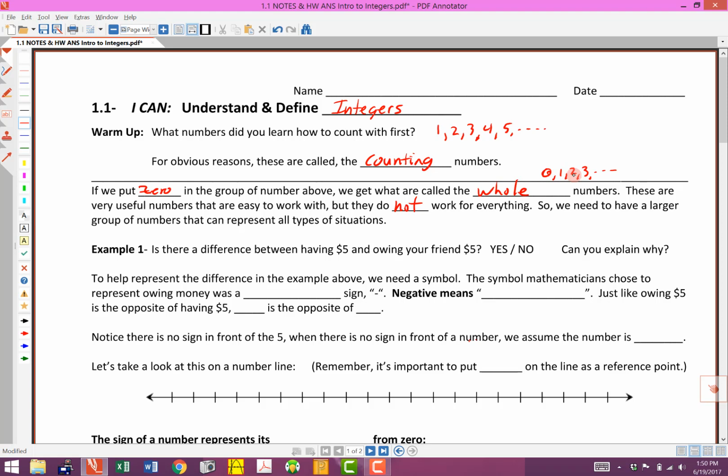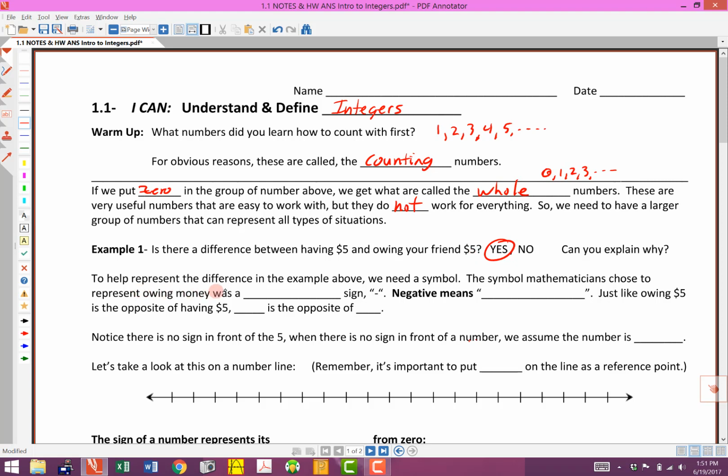And I'm going to give you an example to show what we're talking about. Is there a difference between having $5 and owing your friend $5? Well, clearly you'd want to be on the end of having $5, so the answer is yeah, there's a big difference between the two of those. It's much better to have $5 than it is to owe $5. It feels different. It's a totally different situation. They both have a 5, but this 5 is much better to have than this 5 right here, because if you owe your friend money, you've got to pay them that money.